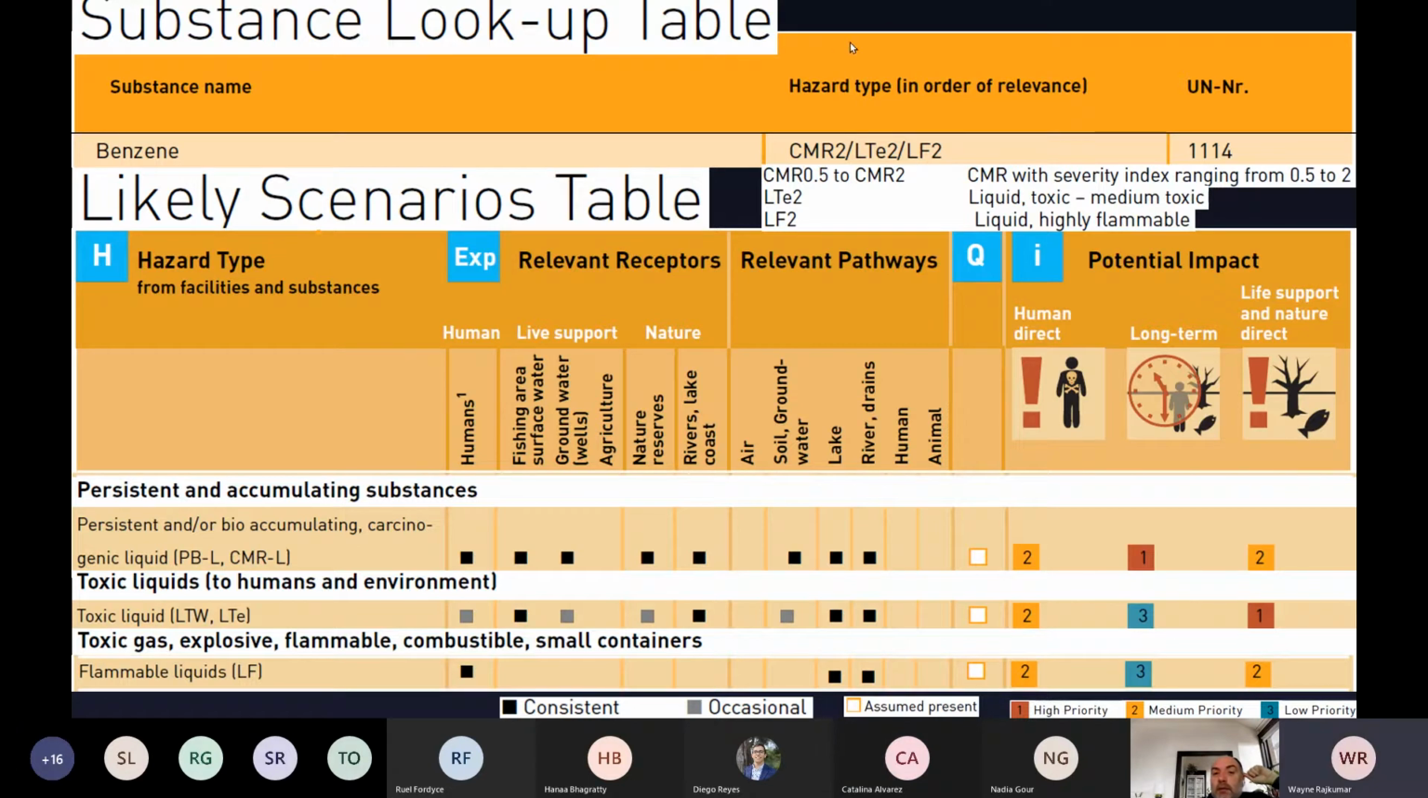Yes, Wayne. A clarification. The substance lookup table in part 2 of the document, the FEAT version 1.1, under toxic liquids. I'm looking for benzene, and I'm not seeing benzene listed as a toxic liquid in the table on page 50. Could you? Oh, yeah. Okay, just let me see. What page are you looking for? Page 50.